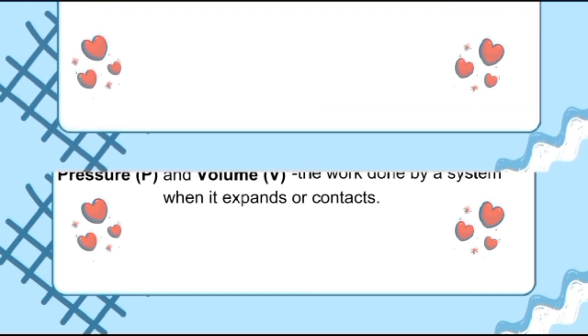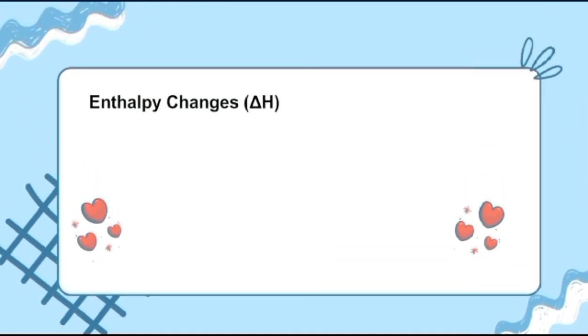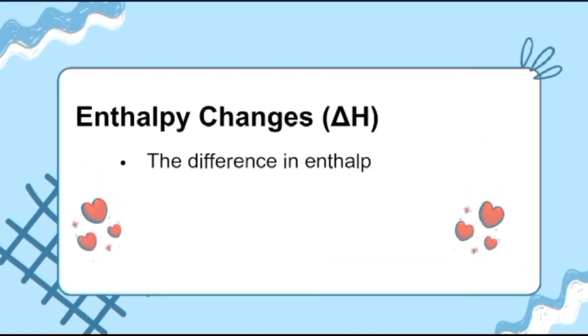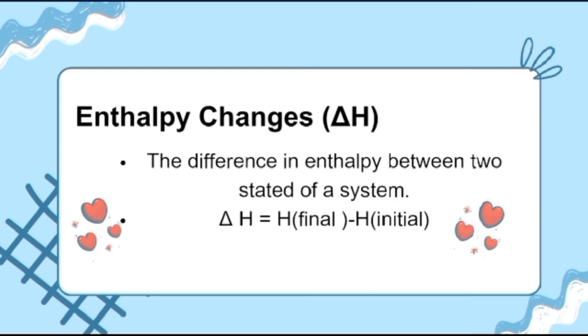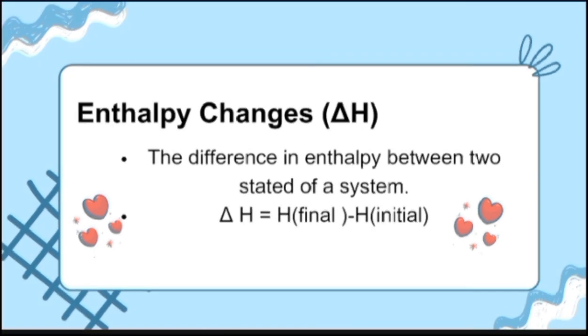Enthalpy change represents the difference in enthalpy between two states of the system. When energy is absorbed or released during a process, such as a chemical reaction or phase change, the enthalpy changes. For example, when a substance undergoes a chemical reaction, the enthalpy change tells us if the reaction releases heat, exothermic, or absorbs heat, which means endothermic.